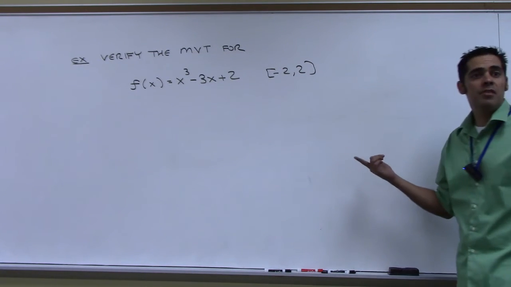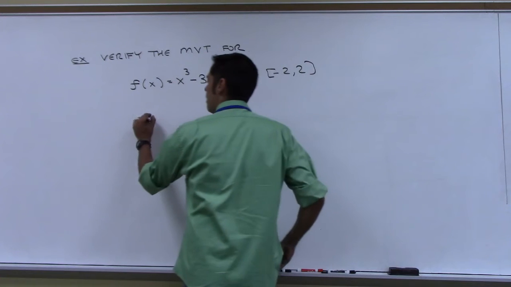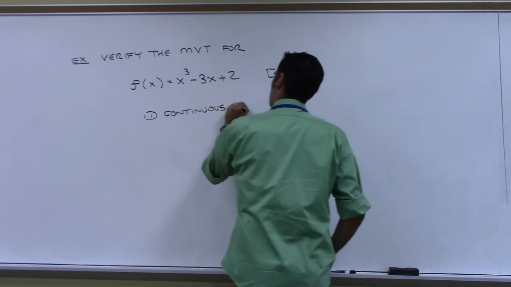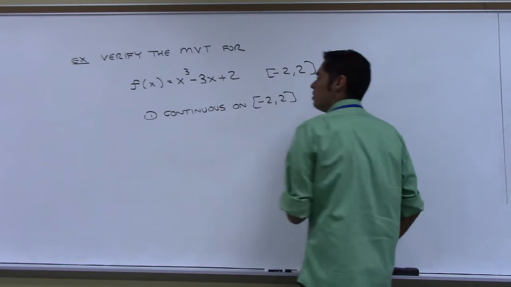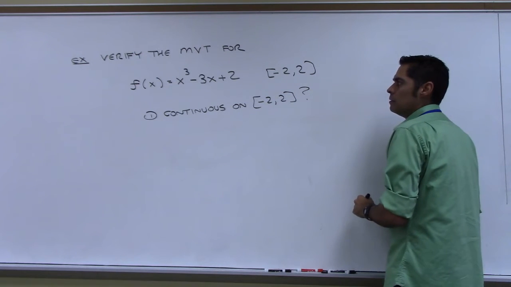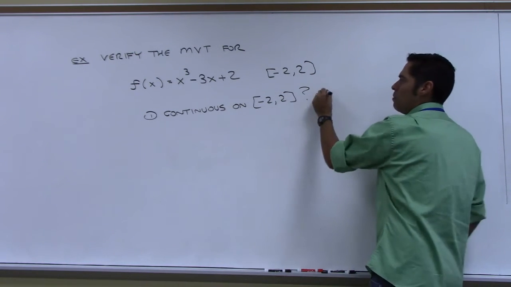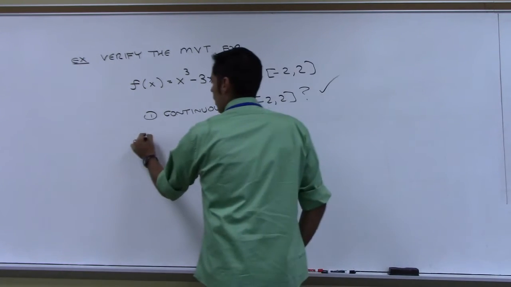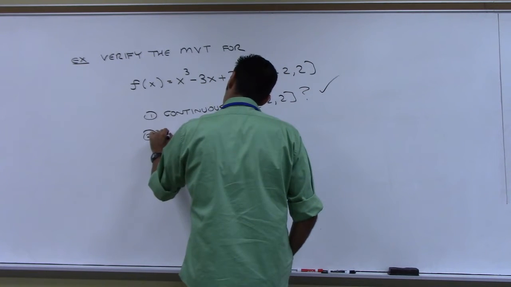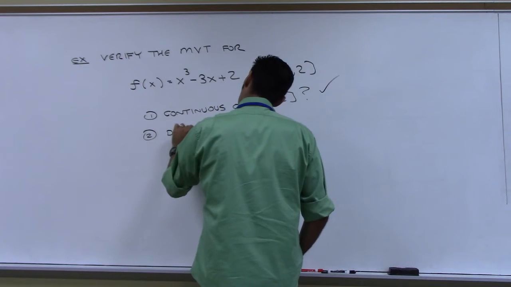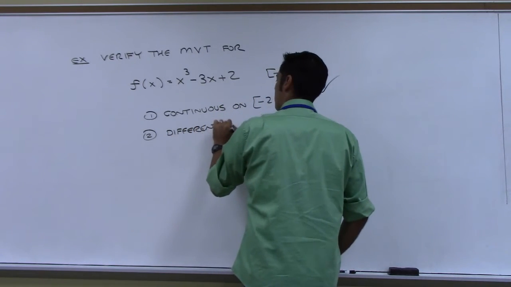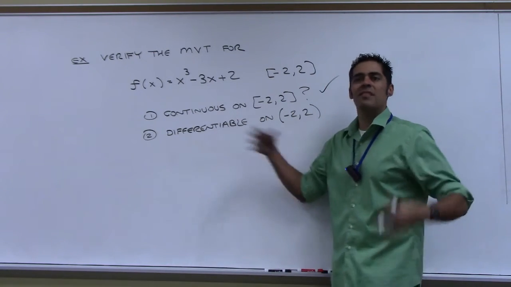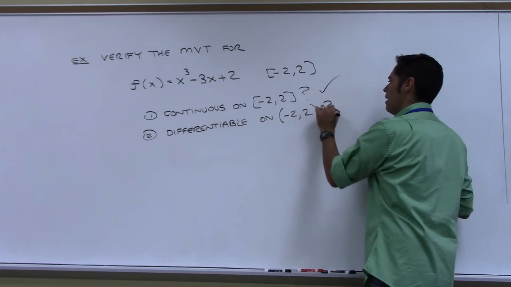All right, so we first have to make sure the conditions are satisfied. Do we have a continuous function on the interval? Is it a continuous function? Why? It's a polynomial. So all polynomial functions are continuous everywhere. All right. Does the derivative exist, is it differentiable on the inside? So that's what we mean when we say the derivative exists.